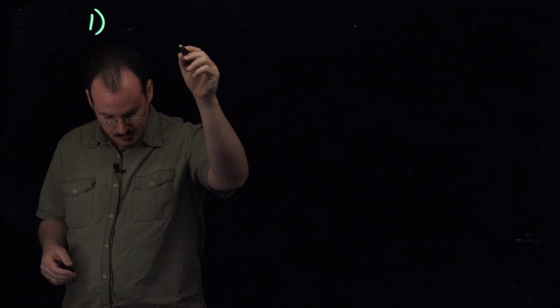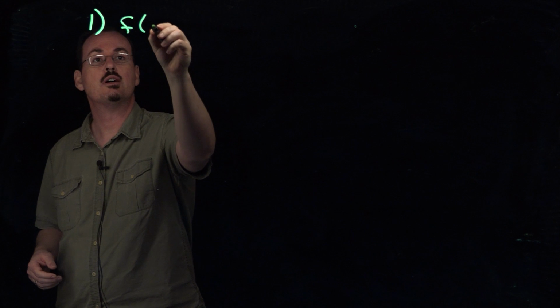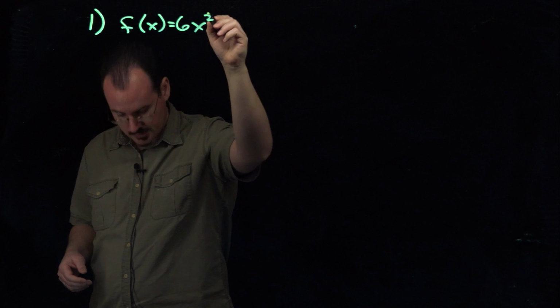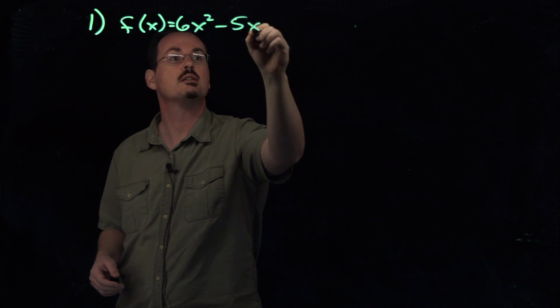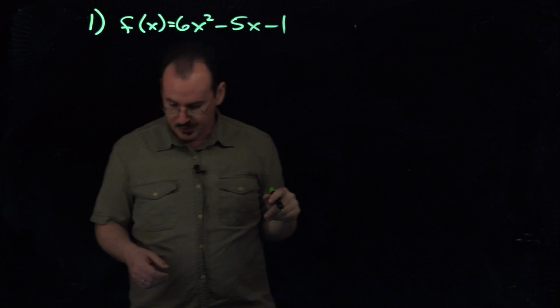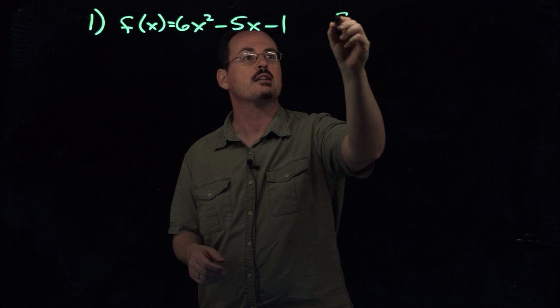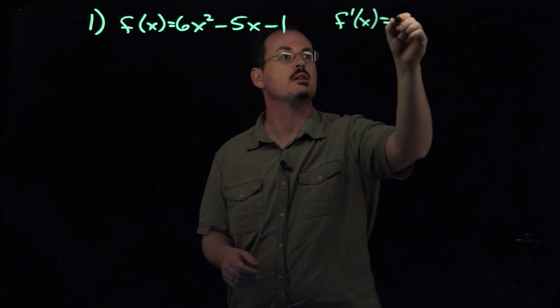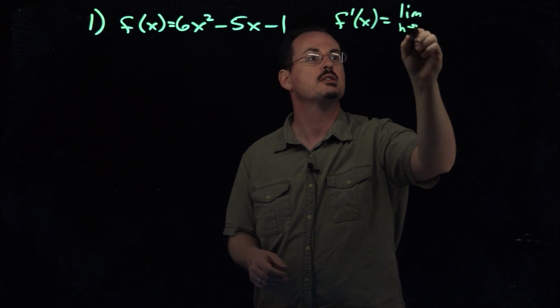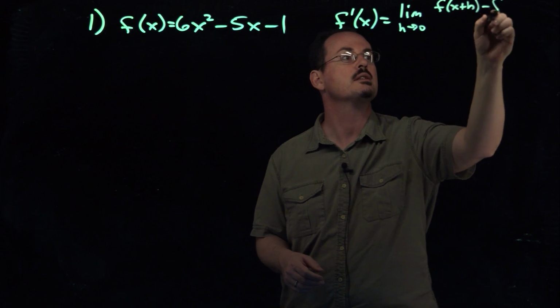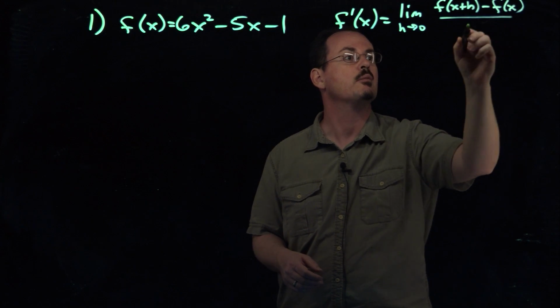Doing 3.4, problem 1. So similar to example 1, we want to find the derivative of this particular function, 6x squared minus 5x minus 1. We want to use the definition of the derivative to do this. So remember what that is. F prime of x is defined to be the limit as h approaches 0 of f of x plus h minus f of x divided by h.